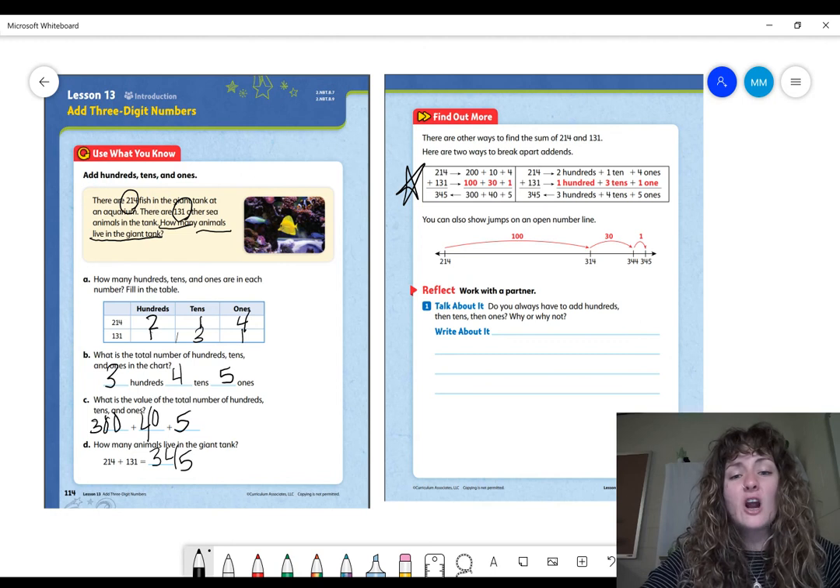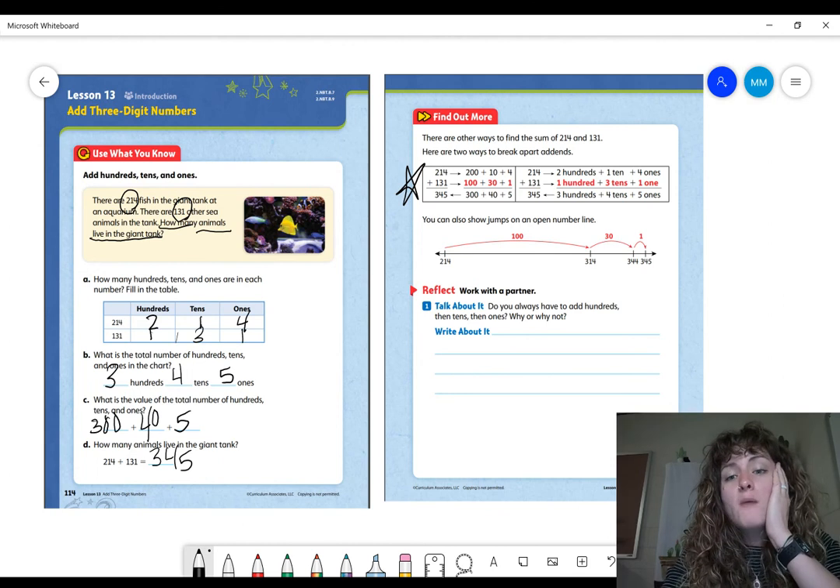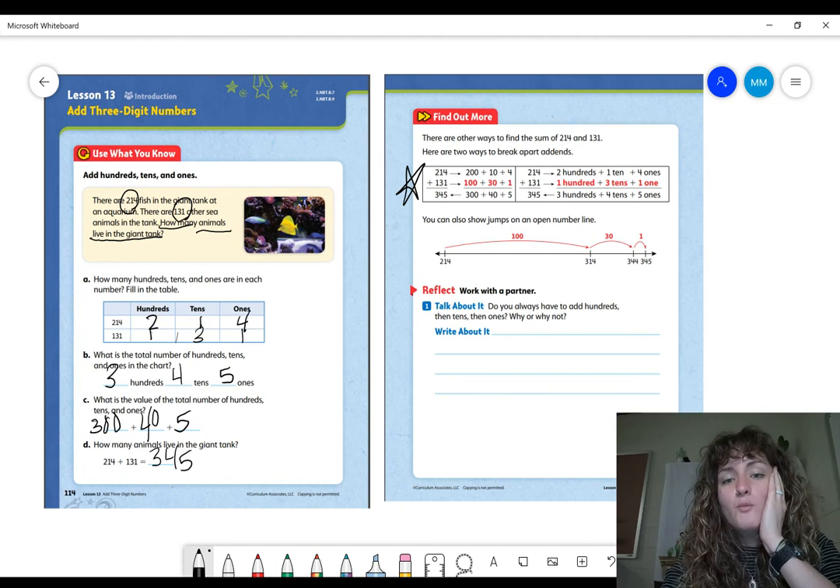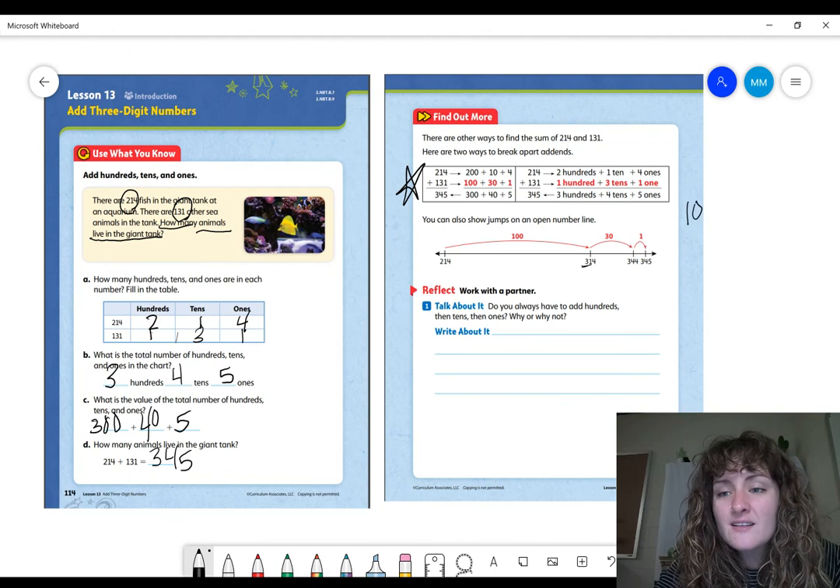We can start with one of our parts. So we're starting with 214, and we can add 131 on an open number line. But look at how they did it. They started with 214, and in 131, we have 100. So adding 100 to 214, if I add a 1 in the hundreds place, I would have 314.